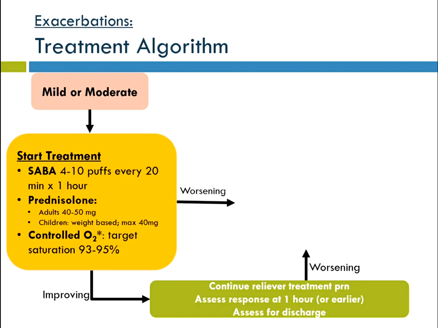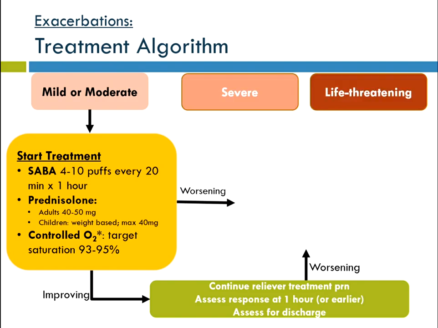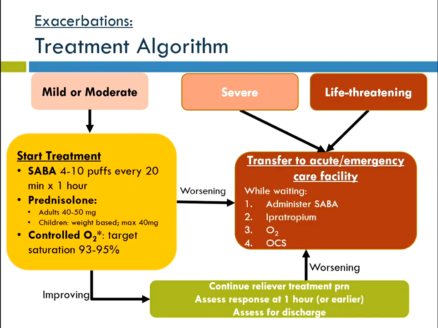If they are worsening, either after that hour or in the midst of that, then we are going to consider them to be severe or life-threatening. At which point we're going to transfer them to an acute or emergency care facility, so urgent care, emergency department, one of those. Okay. While we are waiting for them to get there, we want to administer that SABA. So we don't want to stop that. We want to consider ipratropium.